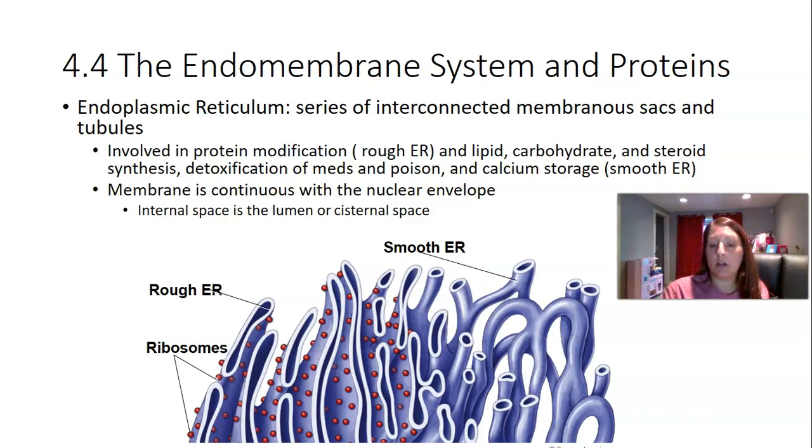And those proteins are going to be modified by the endoplasmic reticulum. The rough endoplasmic reticulum is involved in protein modification. We can get a little bit deeper into that in just a second. The smooth ER is involved in things like lipid, carbohydrate, and steroid synthesis, as well as detoxification of any medications or poisons, and calcium storage, which is going to be really important in certain cells like muscle cells. Again, it's important to remember that these membranes here are continuous with the nuclear membrane, the nuclear envelope.